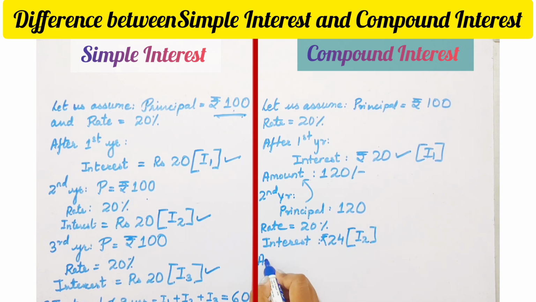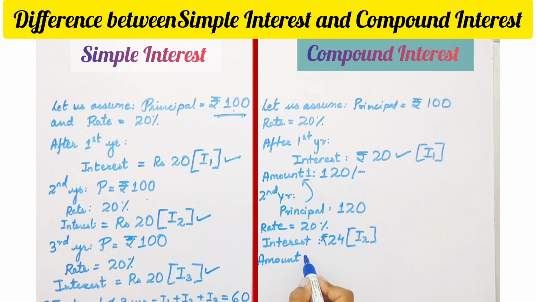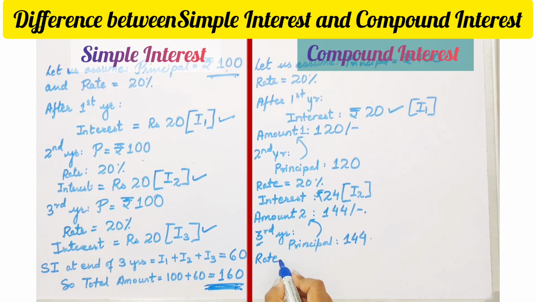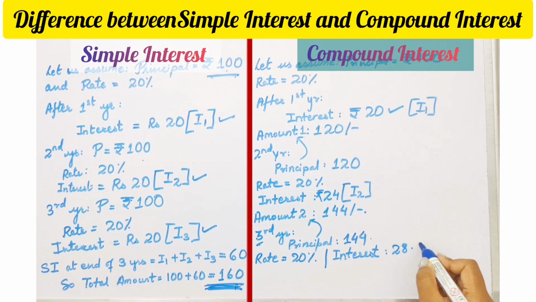Here also we will calculate the amount. This was the amount at the end of the first year. This will be the amount at the end of the second year, that is 120 plus 24, which is 144 rupees. Now this will be the principal for the third year. When we calculate for the third year, principal will be the amount of the previous year, 144. Rate is the same, that is 20%. And here the interest accumulated at the end of the third year is 28.8 rupees.